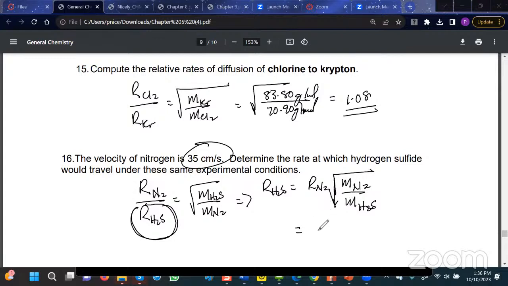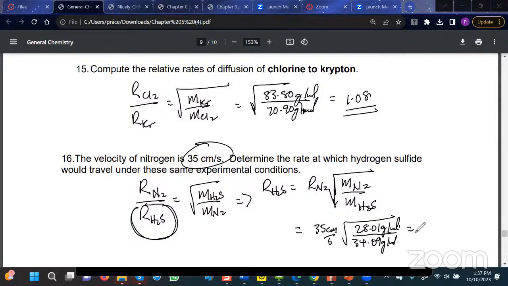So the rate of effusion of nitrogen is 35 centimeters per second times the square root of the molar mass of nitrogen, which is 14.01 times 2, which would be 28.01 grams per mole. And in the case of hydrogen sulfide, that's 2 times 1.008 plus 32.07. And that gives you 34.09 grams per mole.